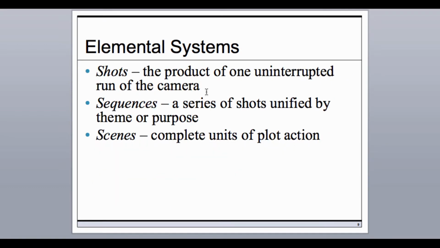Shots are the product of one uninterrupted run of the camera. We talked about that in Chapter 1. A sequence is a series of shots that unify a meaning that relates to the theme or the purpose of the film. And then scenes are a complete unit. They jump from scene to scene to create the final product.